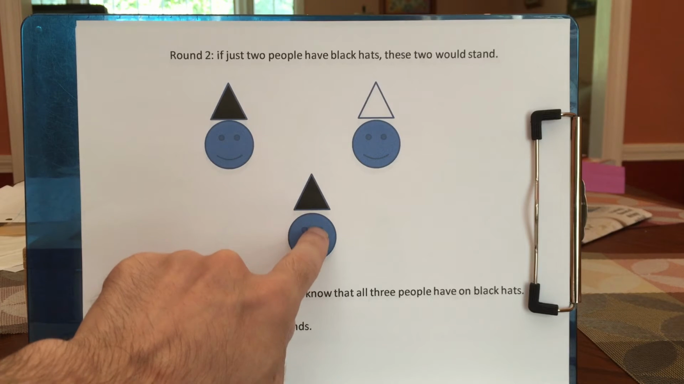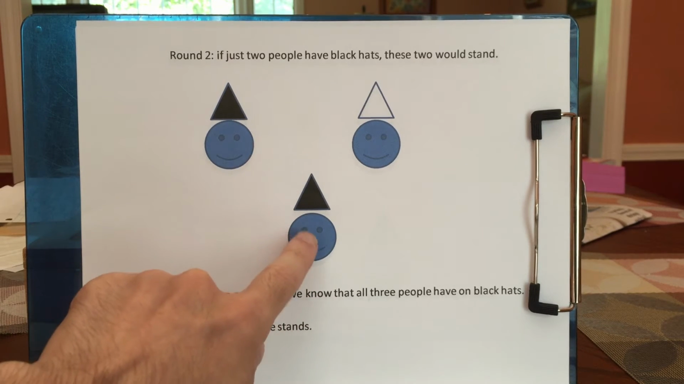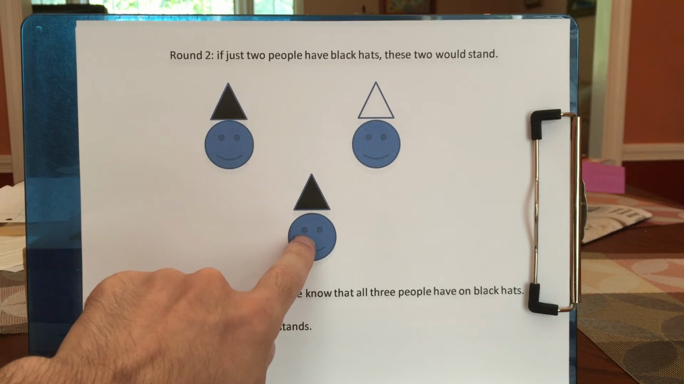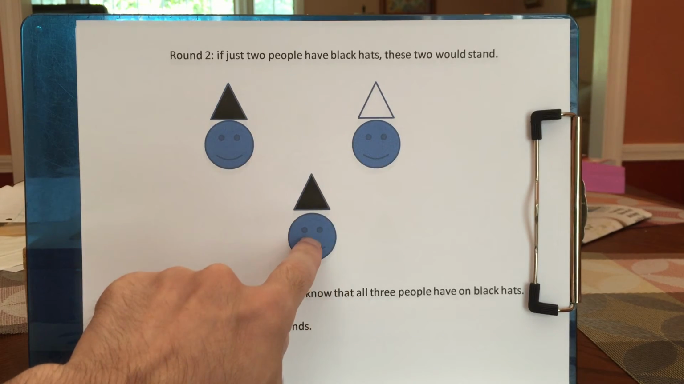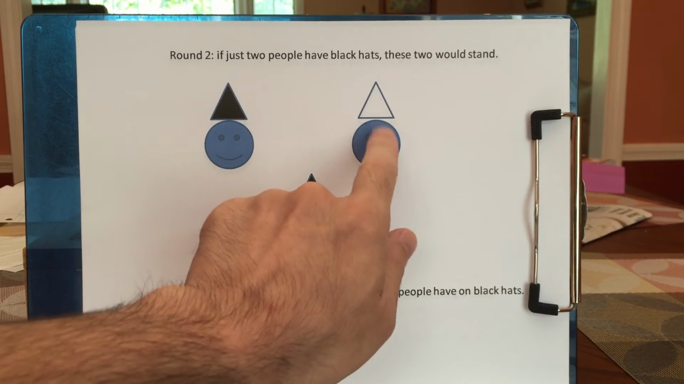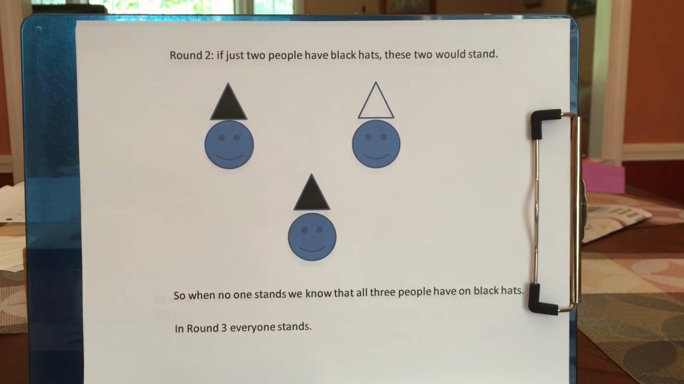Similarly, he would stand because he would say, well, I know two or three people are wearing black hats. He's one of them. He isn't. Therefore, I must be wearing a black hat. This guy wouldn't stand because he would say, okay, I know two or three people are wearing black hats. There's two. I guess I could be three, or there could be just two.